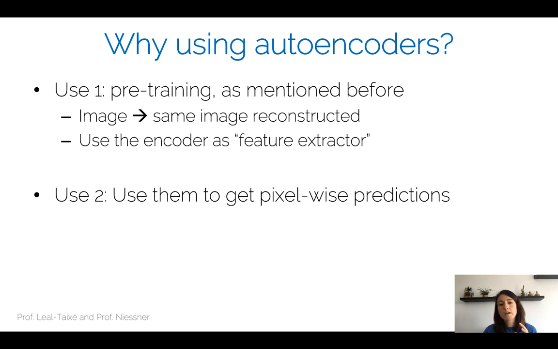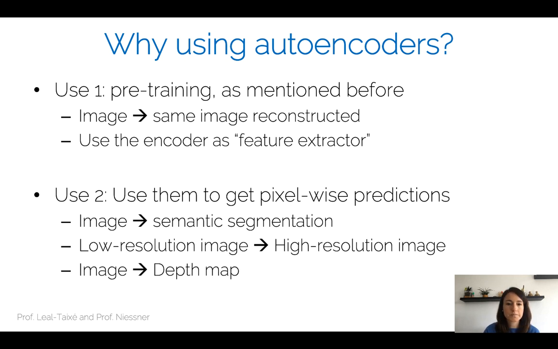So this is the first use that we have for autoencoders, but there is another use, and that is the one where we don't throw away the decoder, but we keep it to get pixel-wise predictions as output. For example, I want to go from image to a semantic segmentation. That is, for every pixel, I want to have the semantic label that that pixel represents, whether it's a car, a road or a tree. Or I want to go from a low resolution image to a high resolution image, or from an image to a depth map.